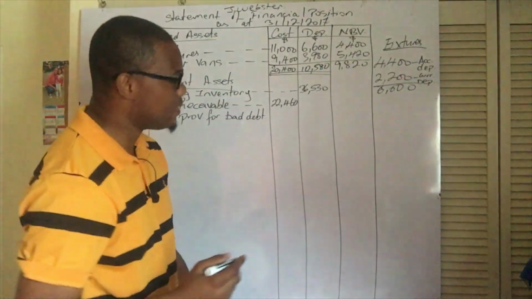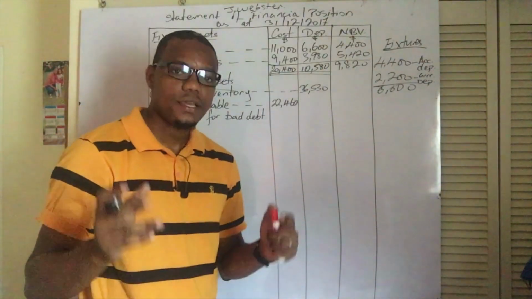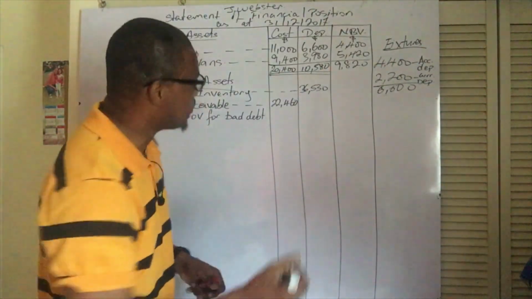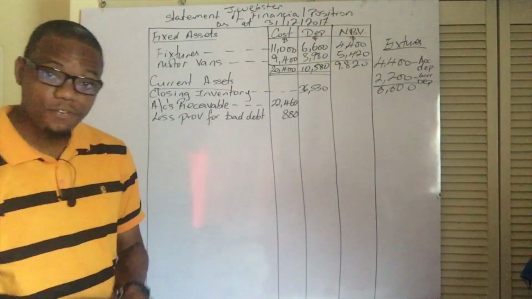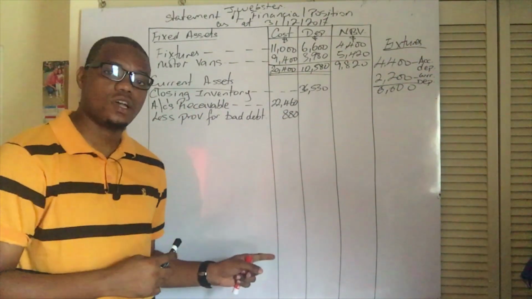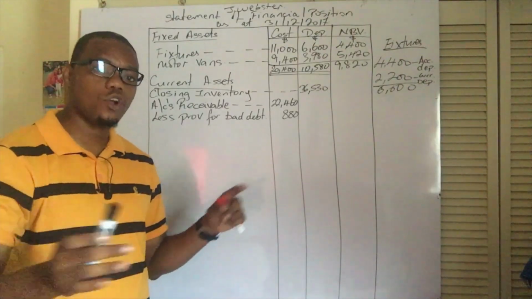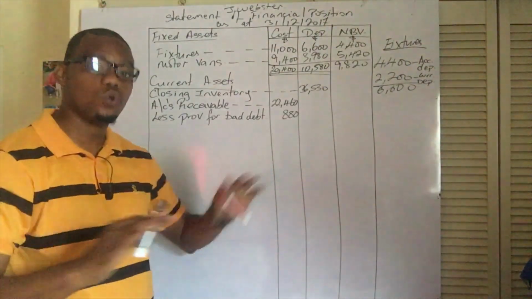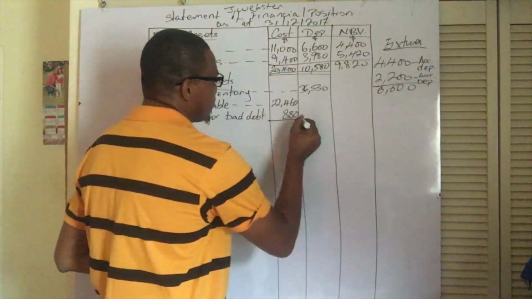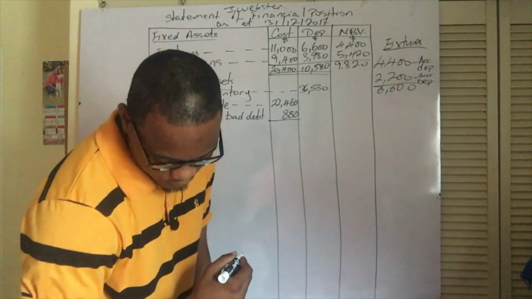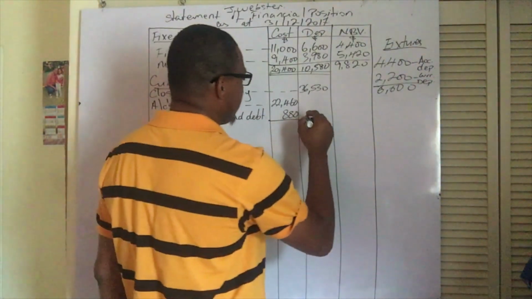So provision for bad debt, they said that it has increased to what? 880, right? So it is 880 you're going to put here. You're not going to use the 75. The 75, you use it in the profit and loss section of the income statement, but you are not going to use it here, because the balance sheet is a totals account, you deal with total. So you subtract it and you get what? 21,580.